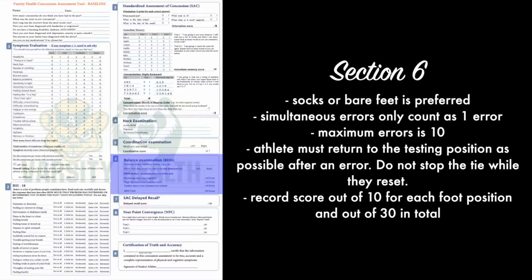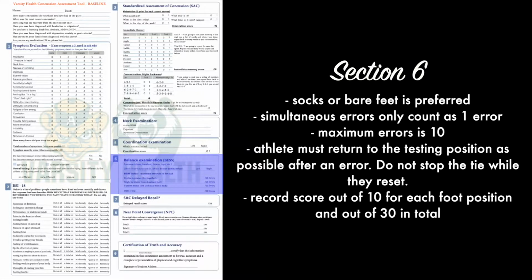Finally, they will stand in a tandem stance with a non-dominant foot directly behind their dominant foot. The toes of their non-dominant foot need to be touching the heel of the dominant foot, and both feet must be pointed straight forward. During each of the 20-second tests, you'll need to count the number of errors committed. Errors include hands coming off the hips, opening their eyes, stepping, stumbling, or falls, bending forward, backwards, or to the side with hip movement greater than 30 degrees, lifting a foot up, or remaining out of a test position for greater than 5 seconds. The maximum error score is 10 for each of the 3 testing positions.